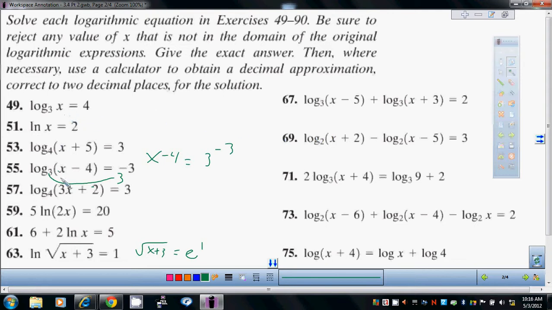Before we get to 67, is there any questions about any problem from the left side of this screen? 61, you need to switch colors. You subtract the 6, divide by the 2. Exactly. So x would be e to the negative 1/2. And you don't even have to punch. I mean, that's just going to be an ugly decimal. So if you want to just leave it like that, you can.